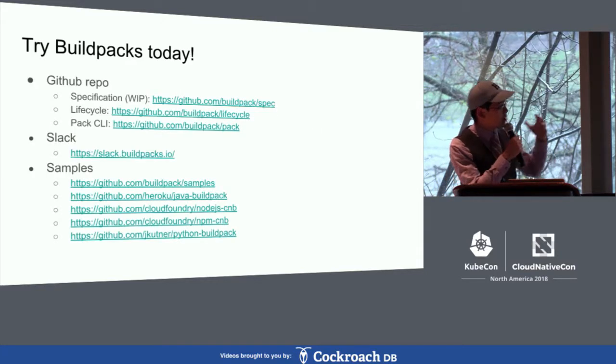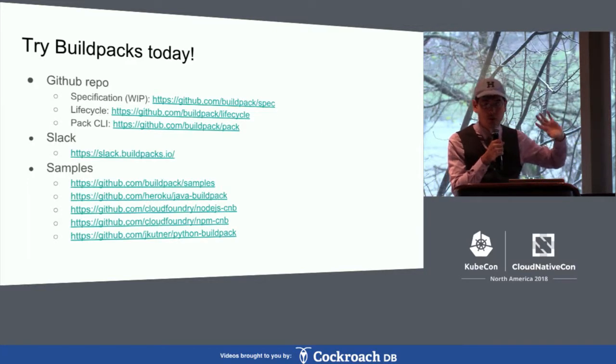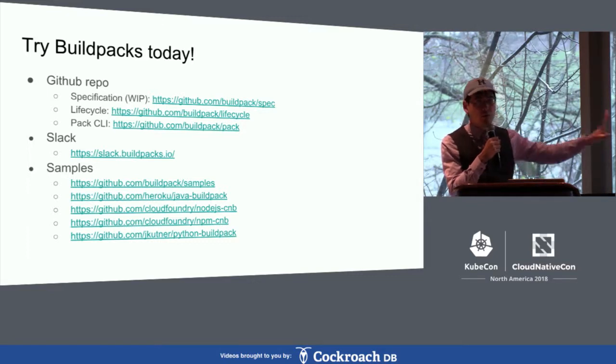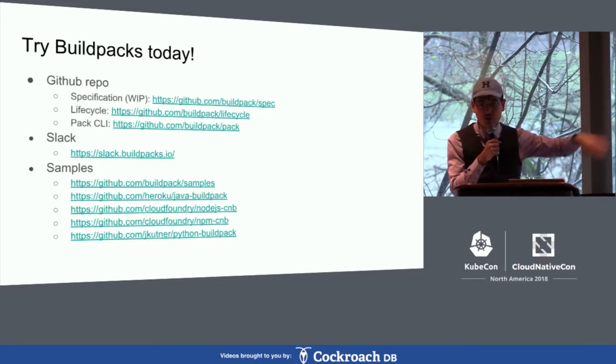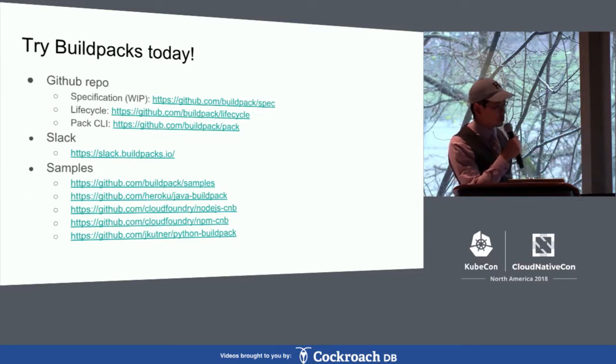And so you can go and try all these things we talked about today. Try out Buildpacks. There's a Buildpack GitHub repo. The formal specifications are under the spec repo. Lifecycle is a project used by the Pack CLI, and it's part of what actually runs the Buildpacks and images. There's the Pack CLI itself. All this stuff is open source. You can go check it out, fork it, run it, use it.